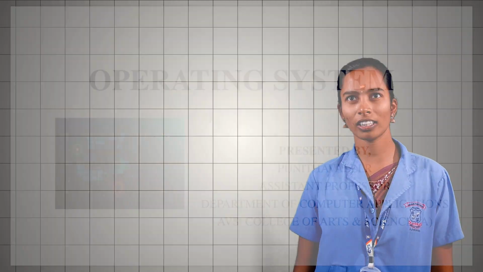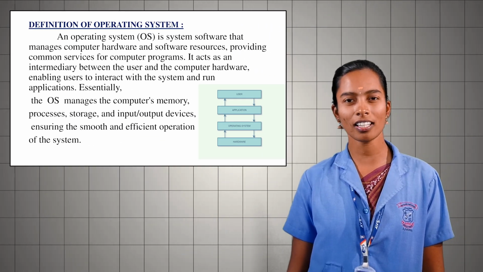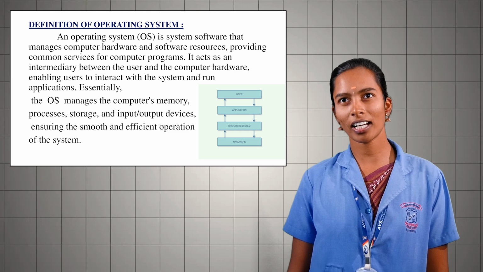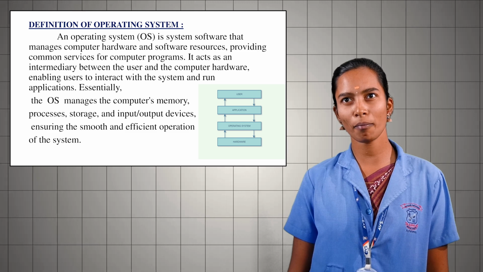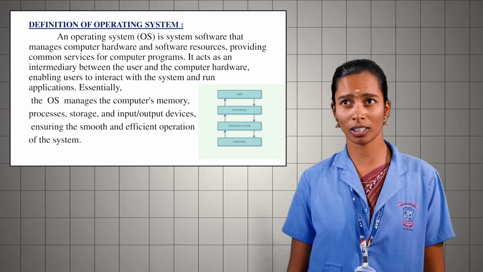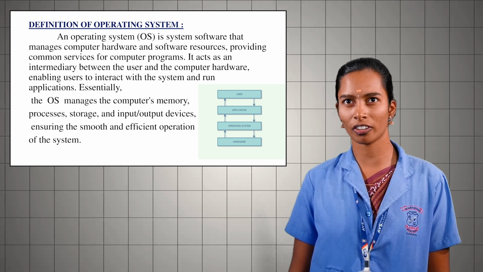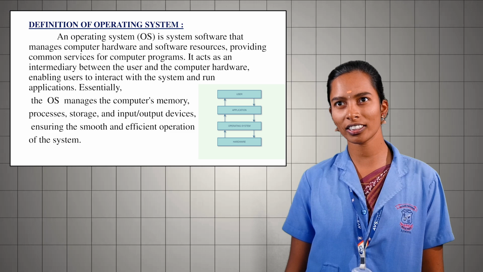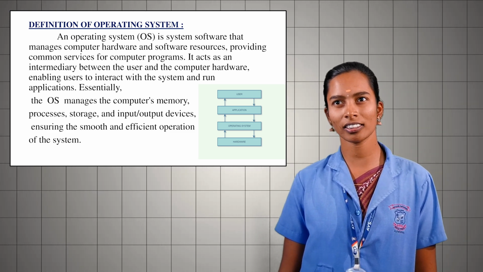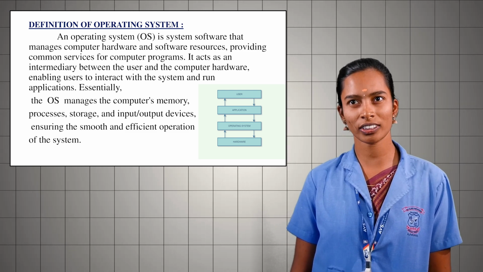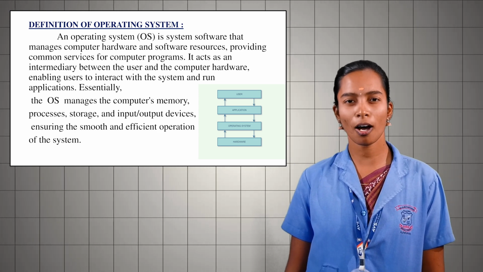Today I am going to discuss the operating system. Definition of operating system: an operating system is system software that manages computer hardware and software resources and provides common services for computer programs. It acts as an intermediary between the user and the computer hardware, enabling the user to interact with the system and run applications efficiently. The OS manages the computer's memory, processes, storage, and input/output devices, ensuring the smooth and efficient operation of the system.